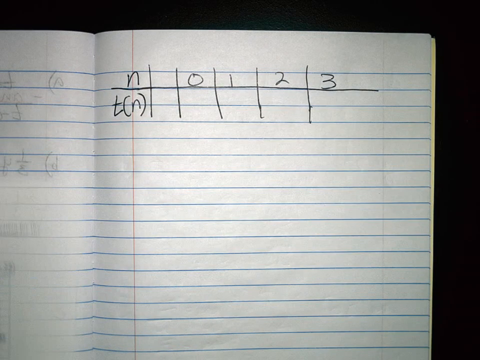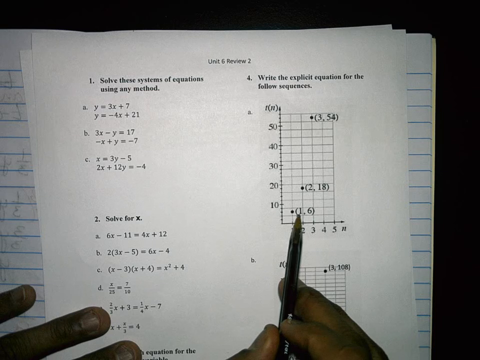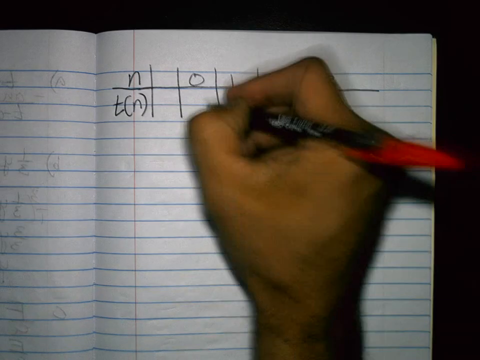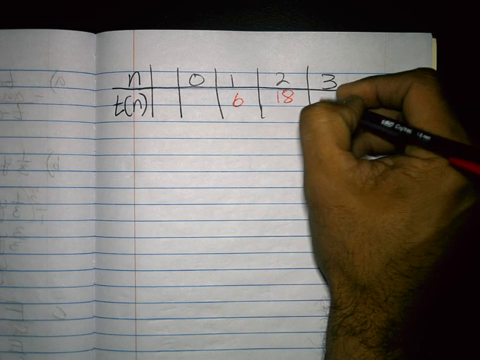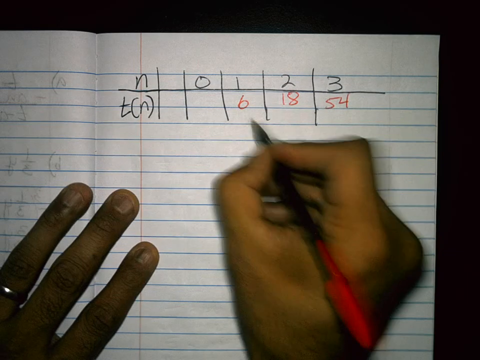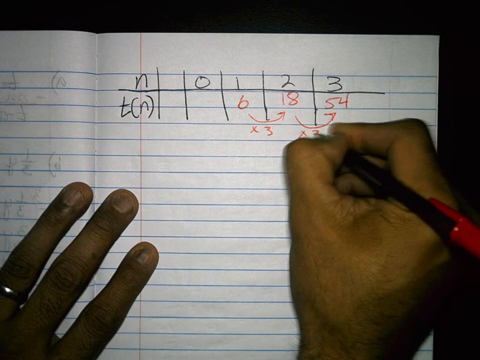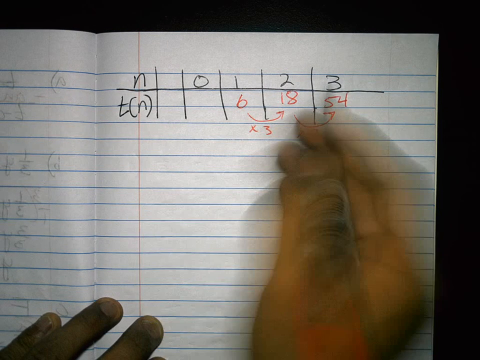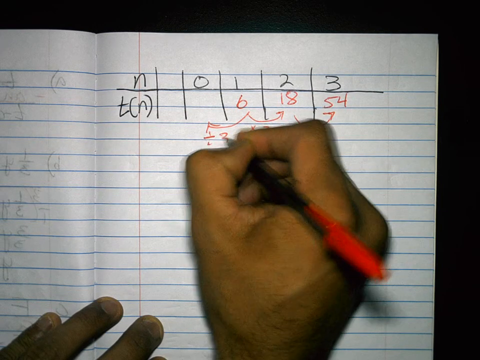So put the picture underneath here. So it's 1, 6, 2, 18, 3, 54. That's where I put these in. So there's my 6, my 18, and my 54. Okay. So we ask ourselves, how do I get from this one to this one? It's times 3, times 3. So I need to find this 0 term. Okay, I got to go backwards. So to go backwards, I need to divide by 3.